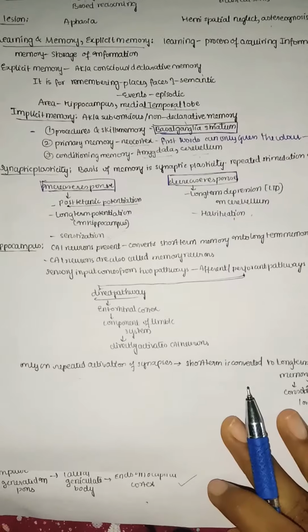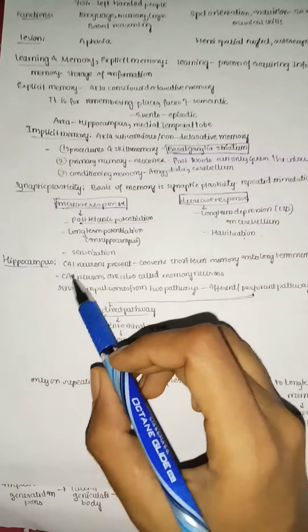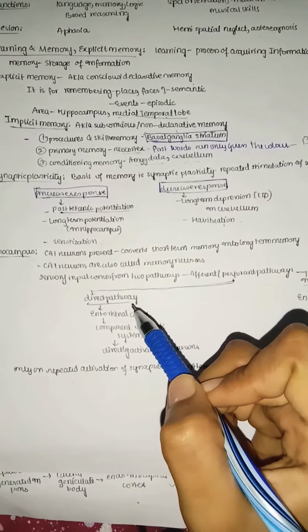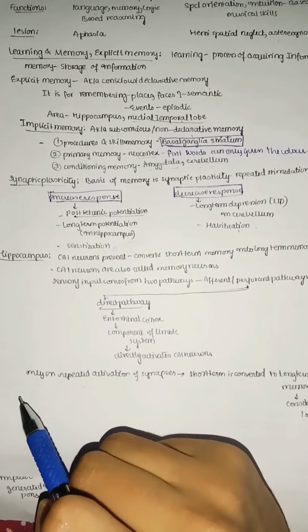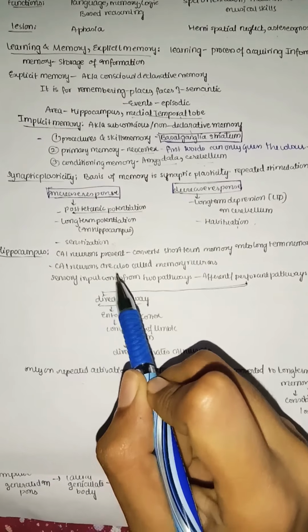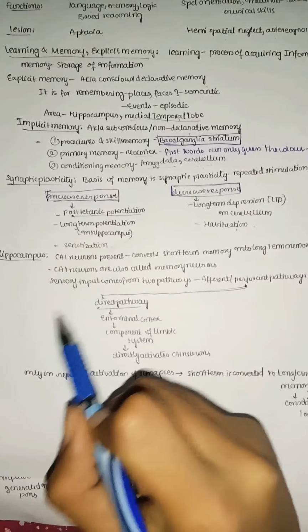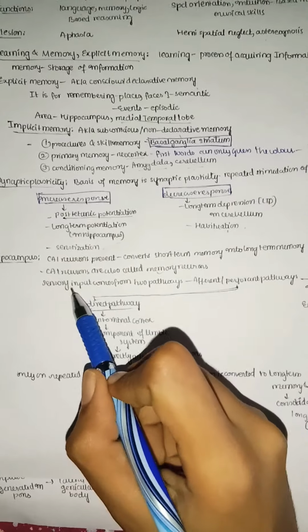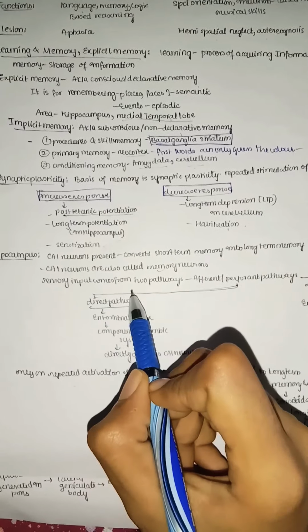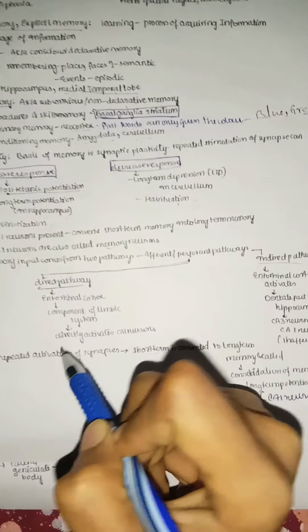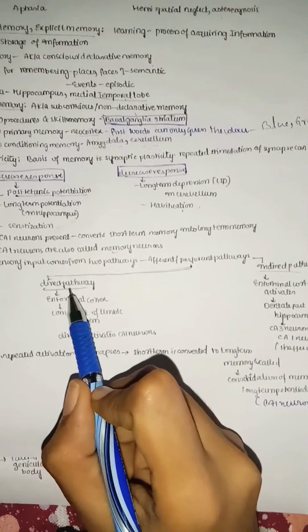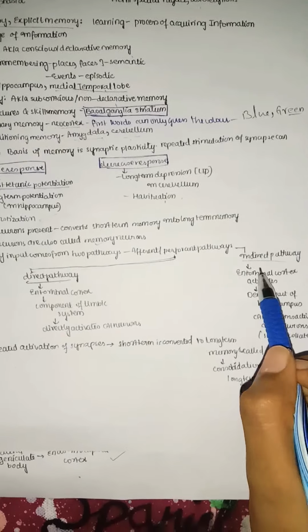Now let us see some important points about the hippocampus. Mainly we have CA1 neurons, which convert the short-term memory to long-term memory. So CA1 neurons play an important role in converting short-term memory into long-term memory, and the CA1 neurons are also called memory neurons because they are converting into long-term memory. The sensory input coming to the CA1 neurons enters through either of two pathways, the efferent or perforant pathways, that is, either a direct pathway or an indirect pathway.